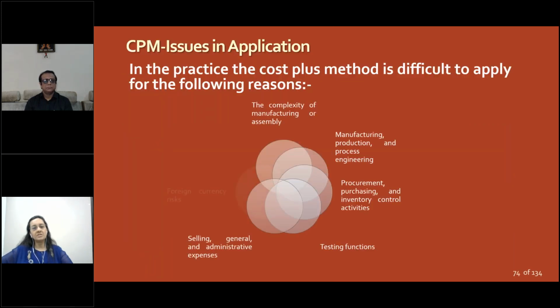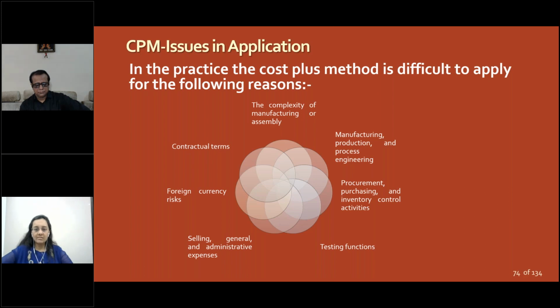Now CPM also is difficult to apply in reality, because the manufacturing or assembly process to which CPM can be applied is a complex process, and to find another comparable that does exactly the same process as the tested party is difficult. If there is anything different in the process, or any level of engineering, etc., which is added, it makes it more difficult.